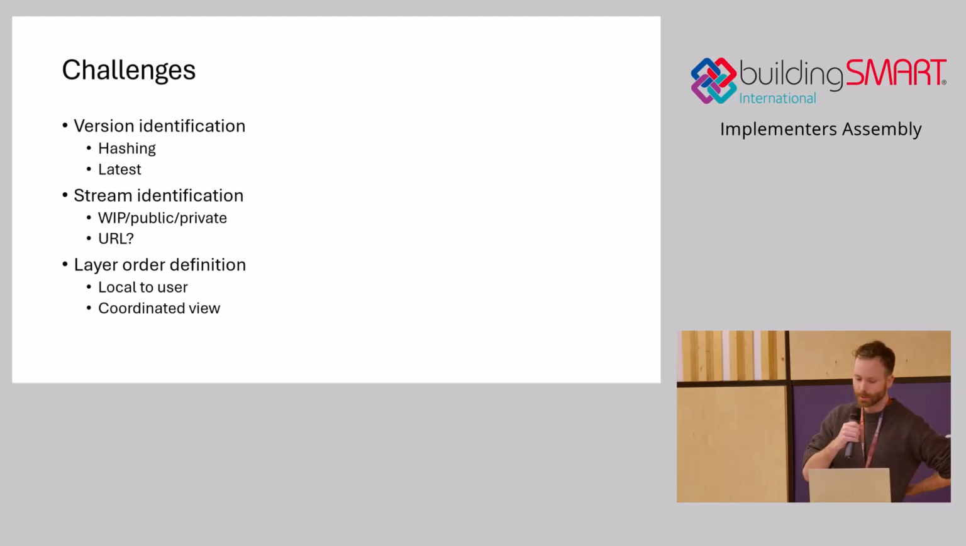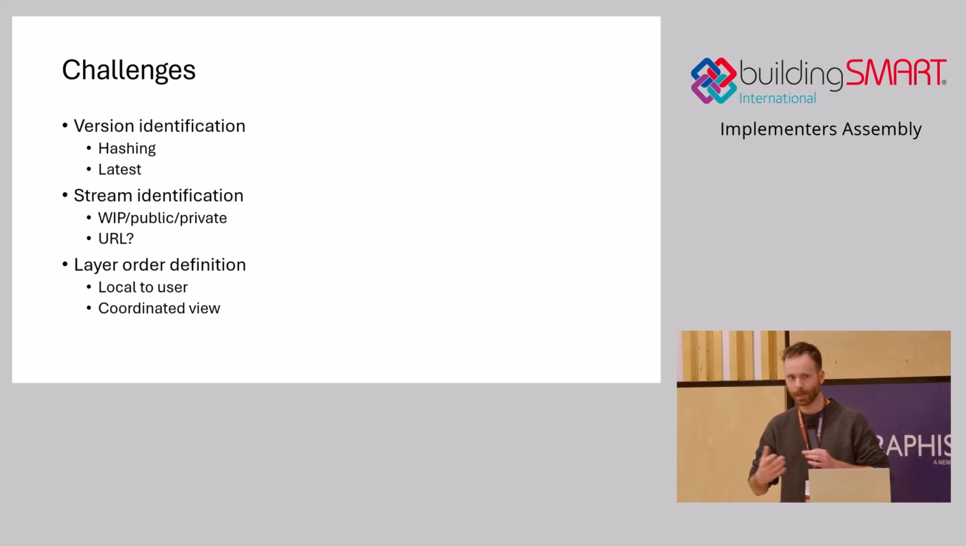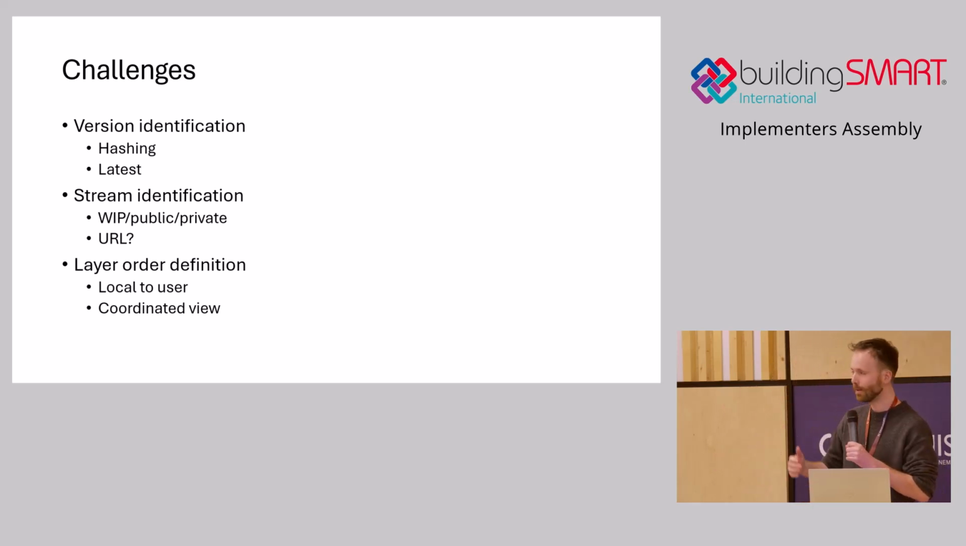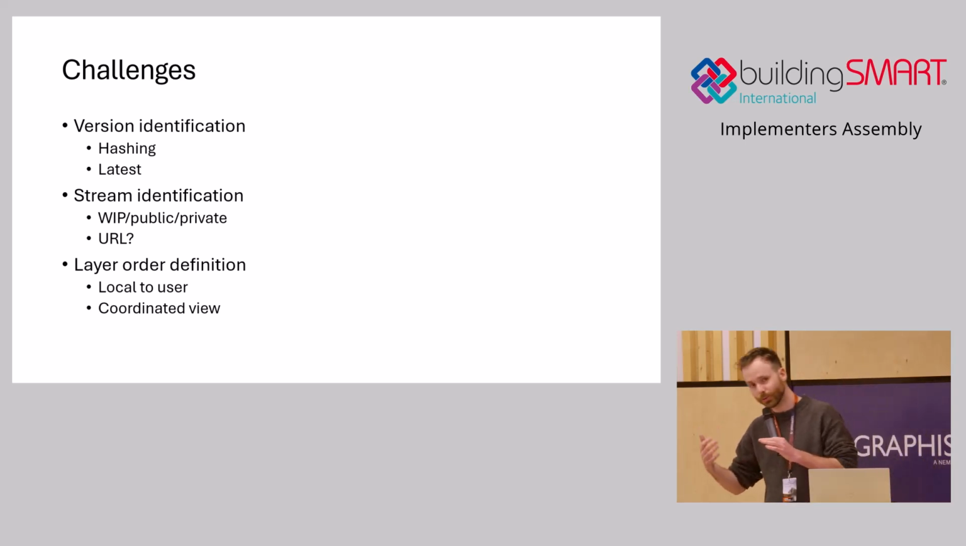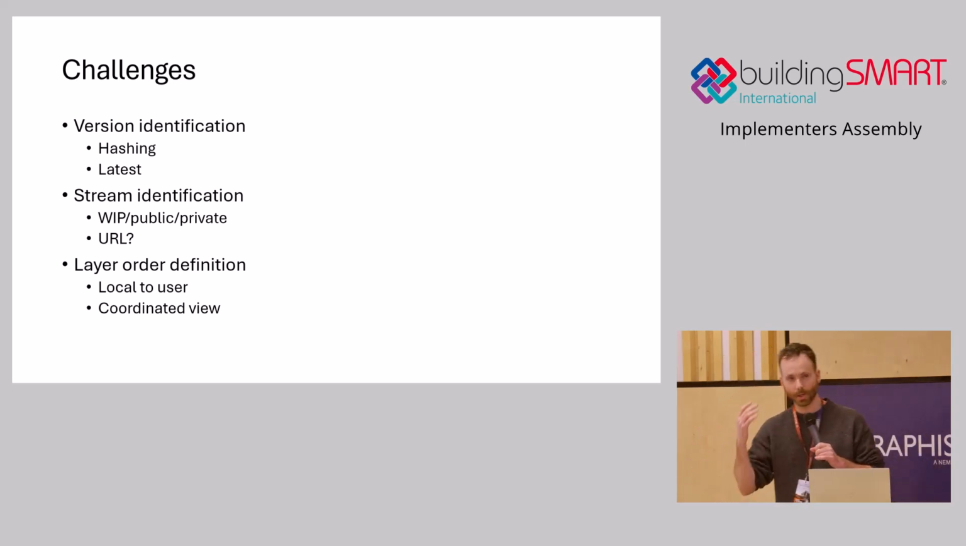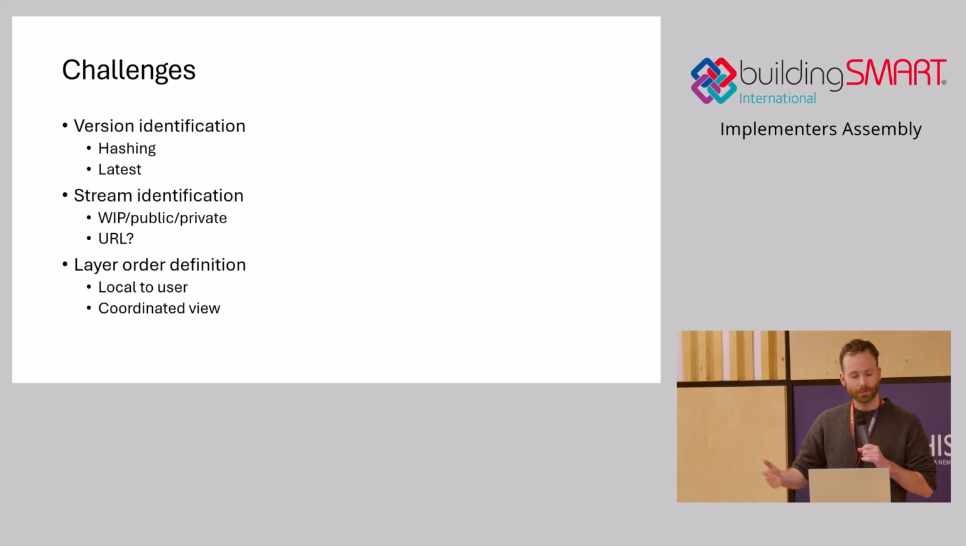There's a bunch of challenges with this, also covered already by Thiago and the workflow guy. So we need to somehow identify different versions before we can do this. And we need to think about that, maybe hashing. We need to have a concept of latest, maybe, right? The head of the stream, something like that. We need to have a way to identify streams too. So is it a URL that you can go to? What about work in progress, public and private versions? We need to think about that.